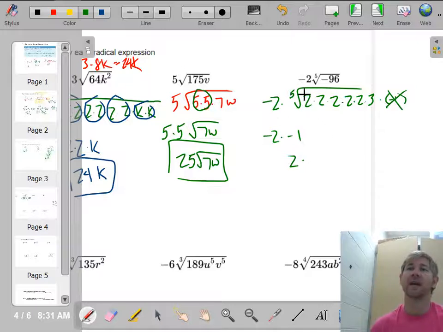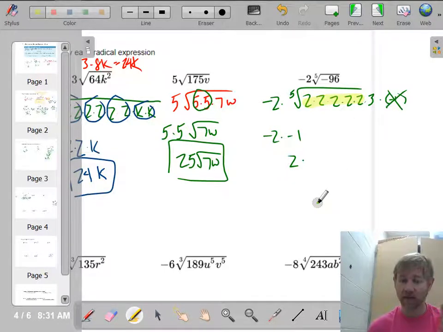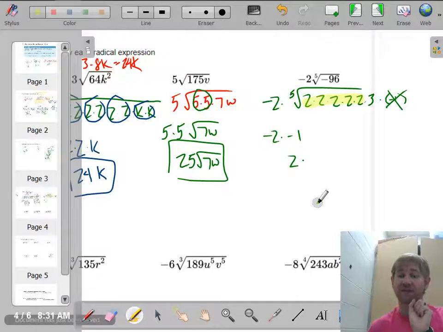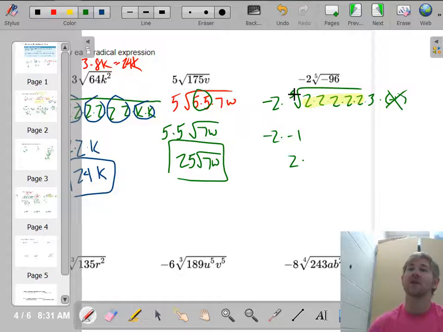What else do I have here? A 2. Oh, wait, no. This is a fifth root. So I'm not looking for pairs of 2. This is a fifth root, so I'm looking for sets of 5. 1, 2, 3, 4, 5. It doesn't take two 2s to get out. It takes five 2s to get out. So you need to have a set of five 2s to get one of them out. So we already had a 2 out, and the negative made it positive. Now, all 5 of these can make one fifth root, so another 2 will come out now.